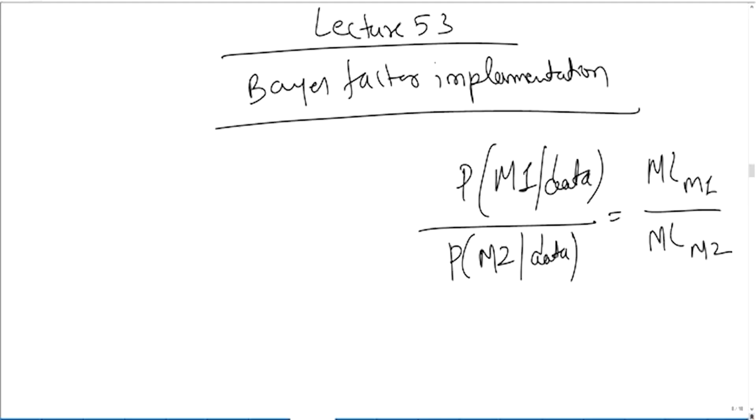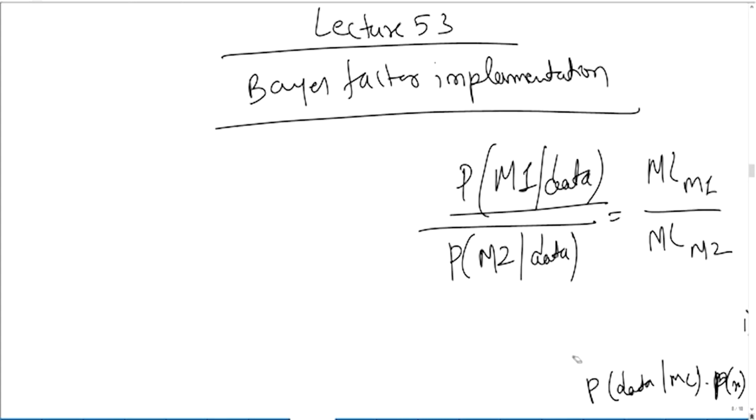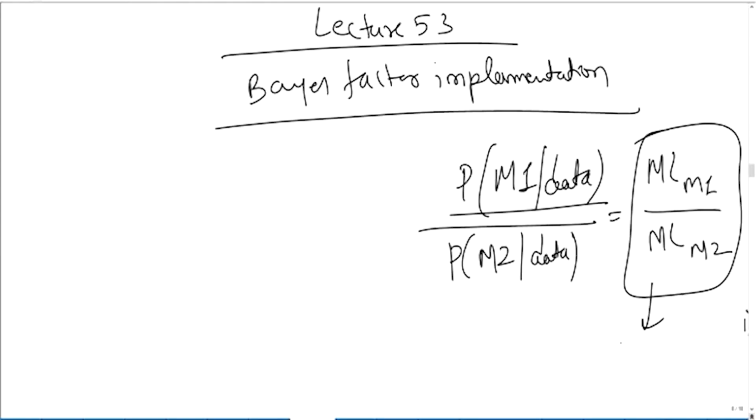We derived this relationship using Bayes theorem, because according to Bayes theorem this ratio would become the probability of data being generated by model 1 times the prior probability of model 1, divided by the probability of generating data by model 2 times the prior probability of model 2. This term is actually your marginal likelihood. These are the prior probabilities of model 1 and model 2, which we assume are equal, so we do not have any prior bias about any of these models. It essentially reduces to the ratio of marginal likelihoods of the two models. This ratio is called the Bayes factor.